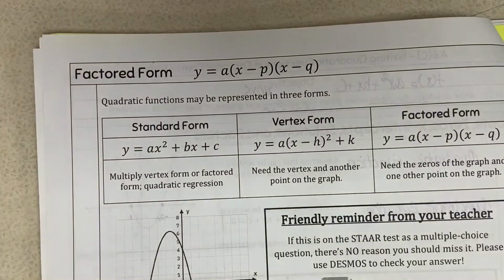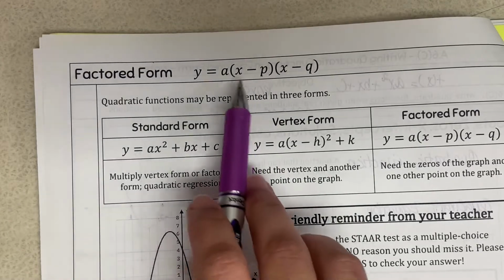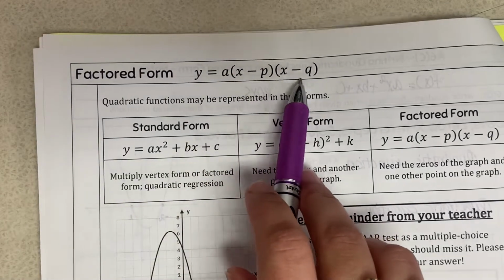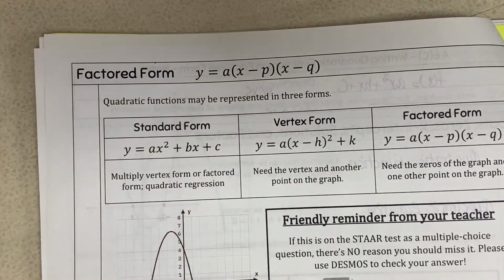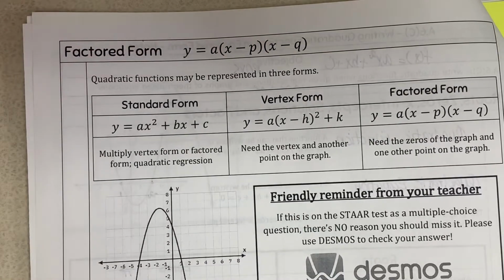So factored form equation is y equals a, parentheses x minus p, and x minus q, parentheses again. Now this equation is not given to you on your reference chart, so you have to kind of memorize it. But it's not that difficult, to be honest. It's just like that. There's no squares. There's not much complicated things in there.